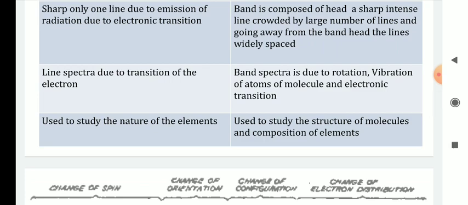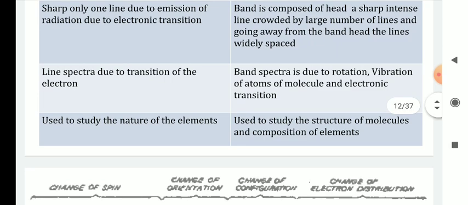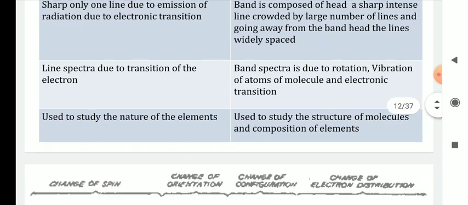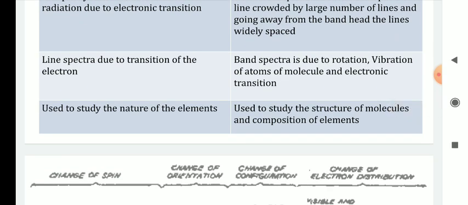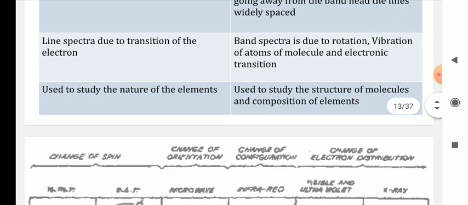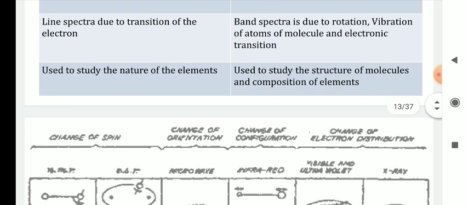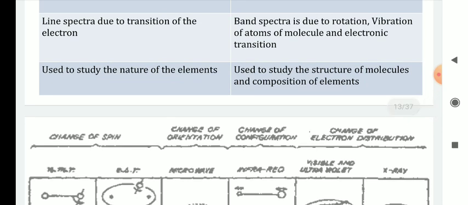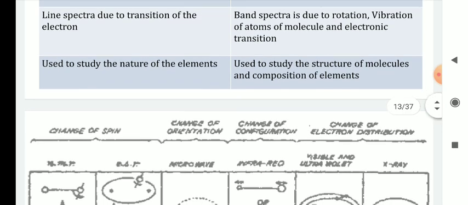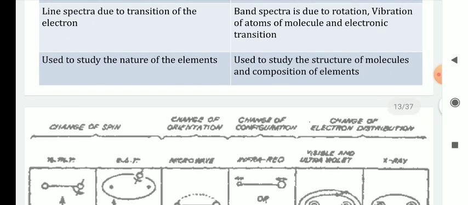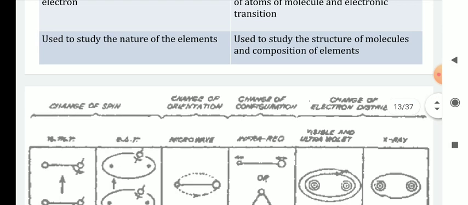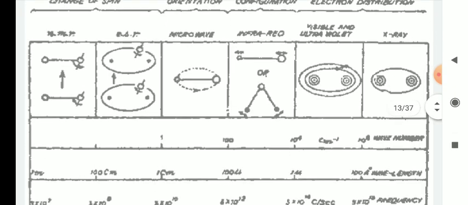Line spectra are due to transition of the electron, whereas band spectra are due to rotation and vibration of atoms of a molecule and electronic transition. Atomic spectra are used to study the nature of elements, whereas molecular spectra are used to study the structure of molecules and composition of elements.